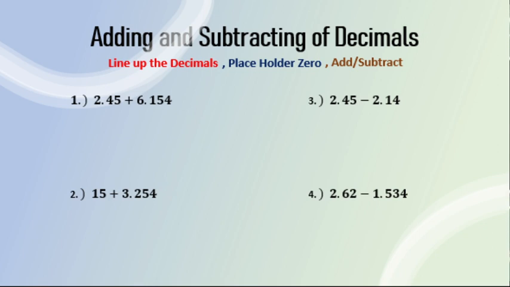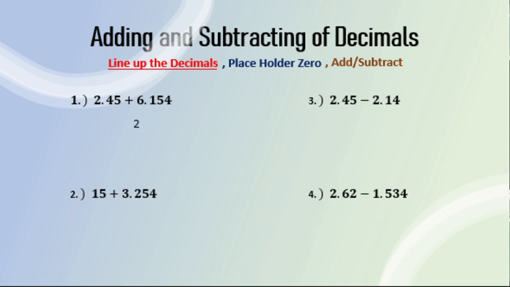Let us have number 1. 2 and 45 hundredths plus 6 and 154 thousandths. In adding or subtracting decimals, we need to write the given in vertical column. In writing them in vertical column, we must line up the decimals. Let us write the given in vertical column.